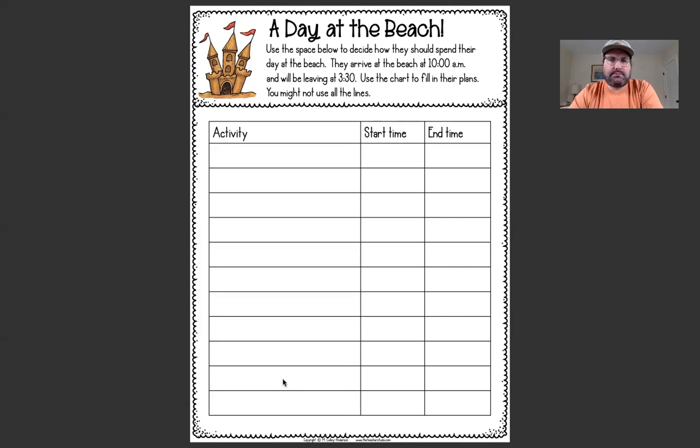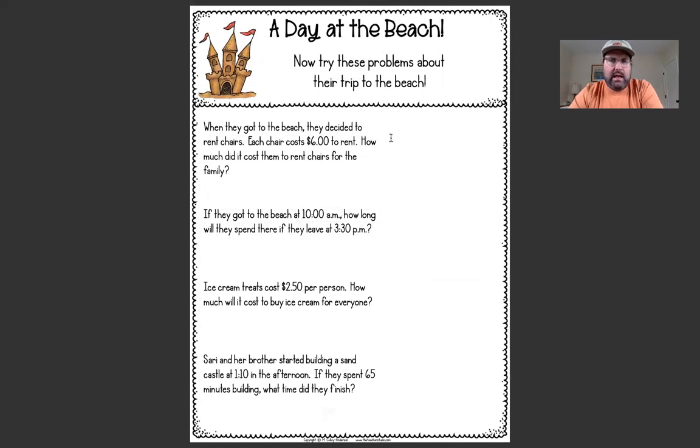Okay, going on. I believe, yep, this is our last page. Now, a day at the beach. Now try these problems about their trip to the beach. So, remember, how many people in their family? There's 4 people. When they got to the beach, they decided to rent chairs. Each chair cost $6 to rent. How much did it cost them to rent chairs for the family? Well, there were 4 people and each chair cost $6. So that's a good multiplication problem, or you could do repeated addition, okay?